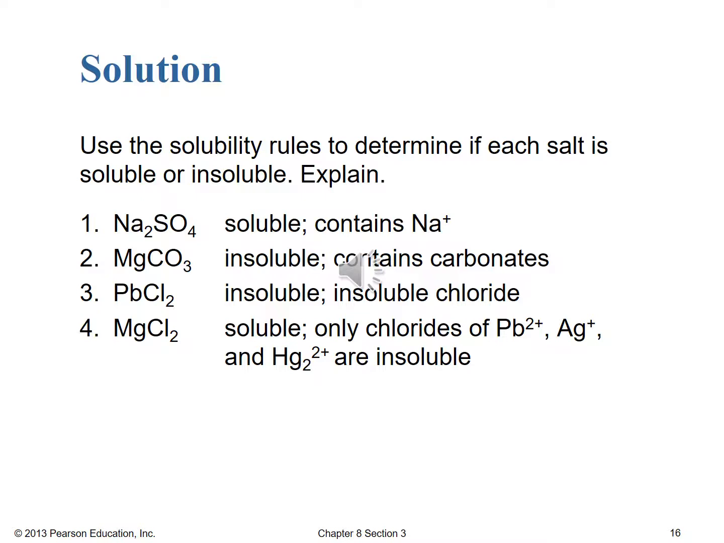And for the last case, magnesium chloride, we'd expect it to be soluble because it was not one of our exceptions, right? The chlorides of lead 2 plus, silver plus, and mercury 2 plus are the insoluble examples. Because magnesium is not one of those lead, mercury, or silver examples, we'd expect it to be soluble. So hopefully you were able to get this.